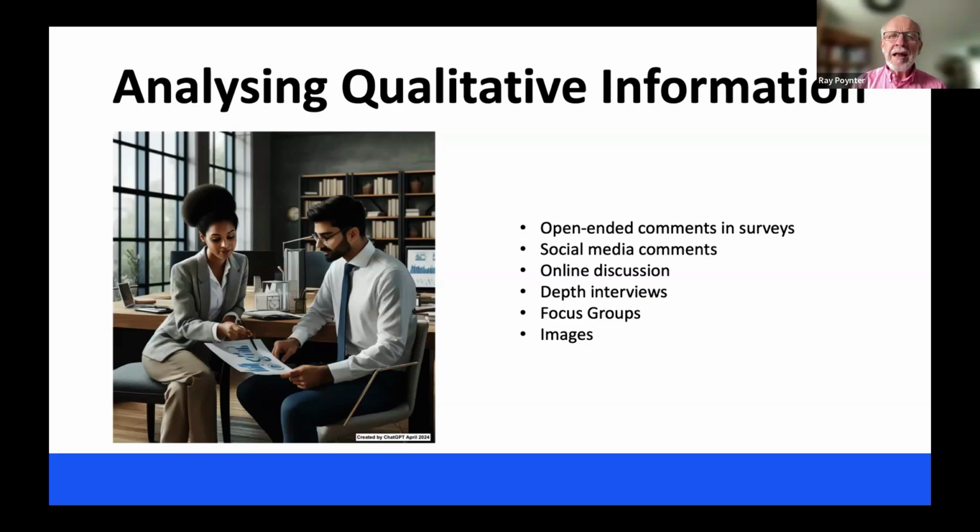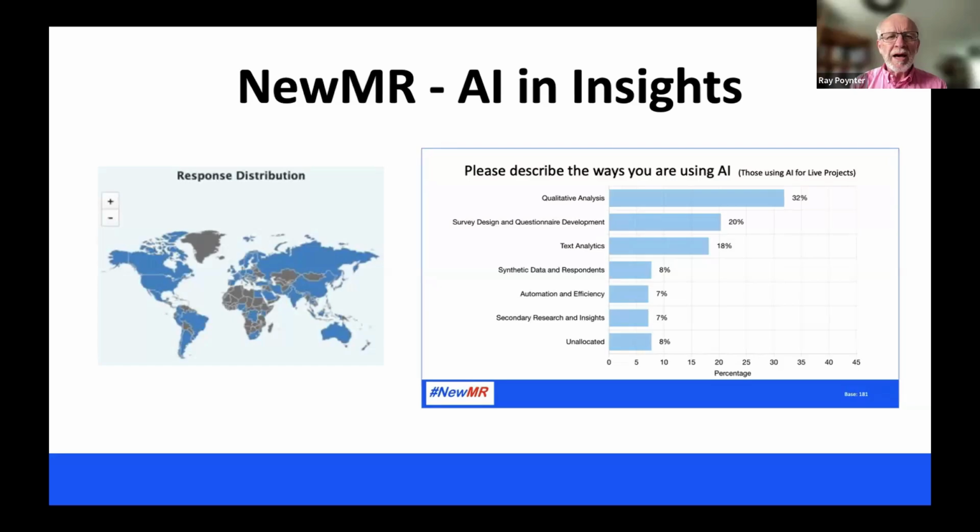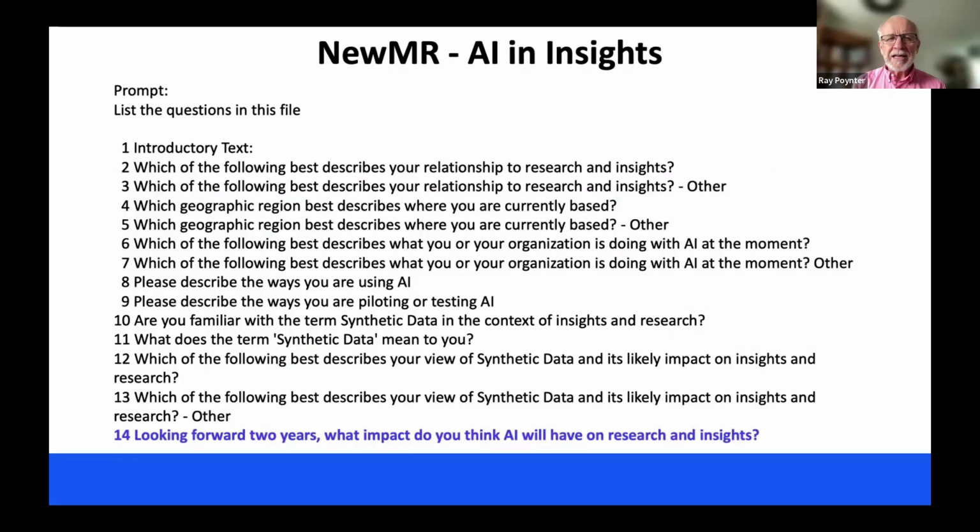Now let's think about qualitative information. So open-ended comments, social media comments, online discussions, depth interviews, focus groups, etc., even images. This is from a new MR study that we did earlier this year, which was looking at how people are using artificial intelligence. I uploaded the data and asked it to show me all the questions in the file, and I'm going to pick this one at the bottom, which was an open-ended question: looking forward 2 years, what impact do you think AI will have on research and insights?